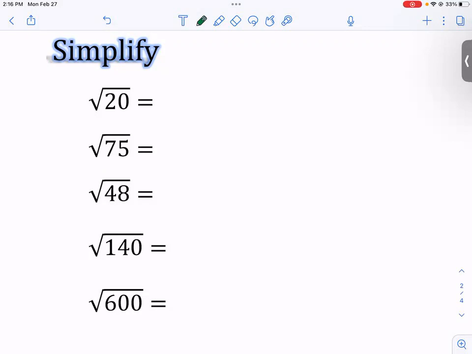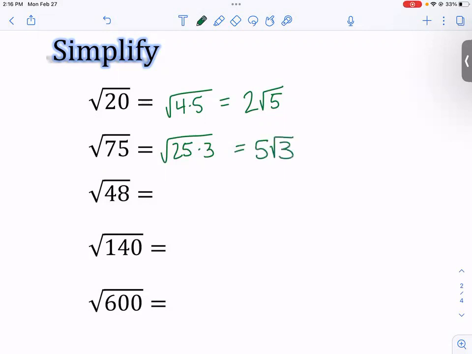Okay, this is what I'm seeing. I'm seeing that the square root of 20 is the same thing as 4 times 5. So we get 2 radical 5. I am seeing that 75 is the same thing as 25 times 3. Since the square root of 25 is 5, we have 5 radical 3.